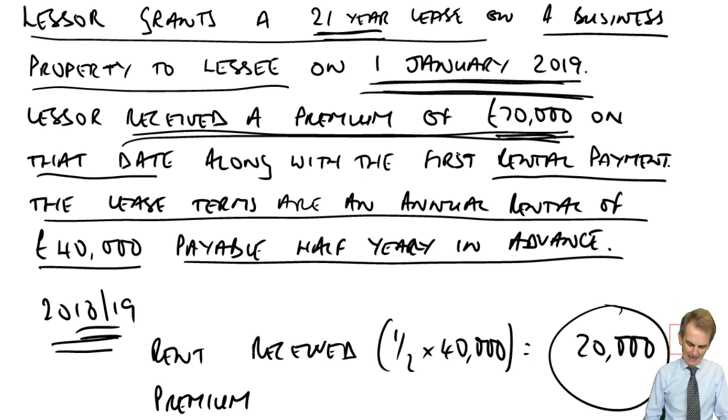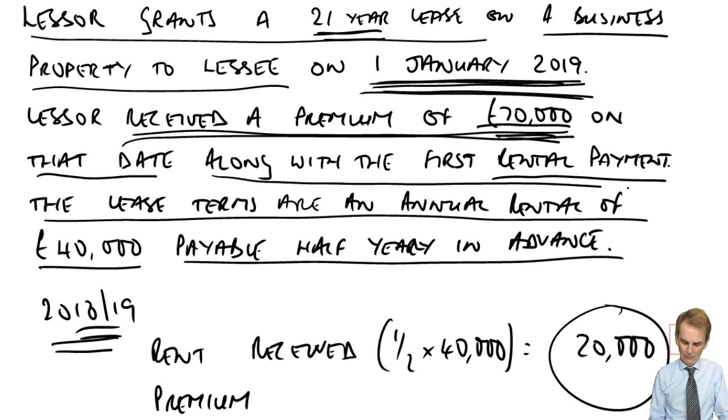So let's give some further information. You know that on the 1st of January 19, the lease was taken out and the lessor received the premium of 70. The lessee paid that premium on the 1st of January 19, and also on that date, the first rental payment. The rent was an annual rent of 40,000 and it was payable half yearly in advance.